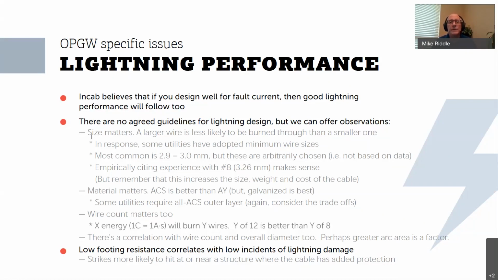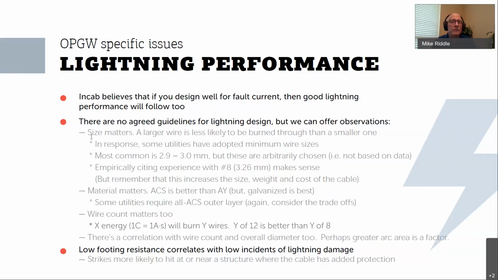Empirically, some utilities will cite their experience and say, well, we've used a lot of 7No8, which is 3.26mm, and we didn't have any lightning performance problems. So let's use that as our minimum wire size. And I can respect that. And those utilities don't have a lot of lightning problems with their OPGW. But remember those trade-offs. It does increase the size, weight, and cost of the cable.